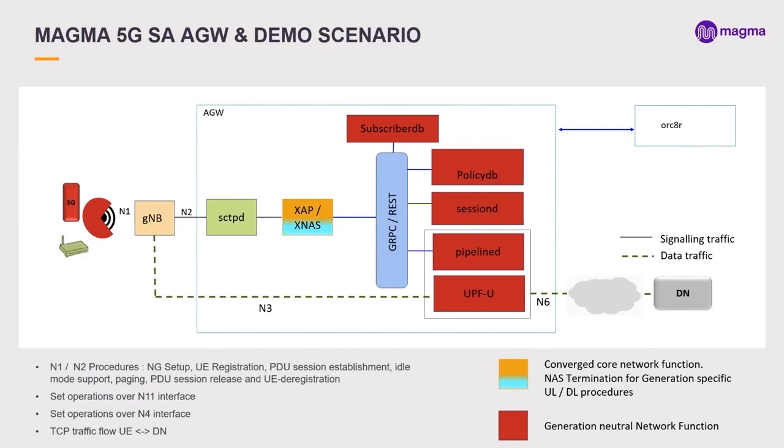The subscriber DB handles the addition of the subscribers, and the QoS policies are part of the policy DB. Sessiond handles the equivalent of SMF functionality. Of course, it will also handle the 4G related session management. And pipelined is the control function of the datapath. And the orchestrator is going to configure the subscribers on the subscriber DB.